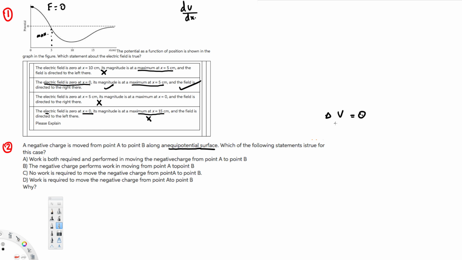There's no difference. If this one is 0, we know that W is equal to Q delta V, so work is 0. So there's no work required. Here they are saying work is both required and performed. This is not true. The negative charge performs work in moving from A to B: not true. No work is required to move the negative charge from point A to point B. This one seems right. Let's look at the other one. Work is required to move the negative charge: this is also not true. So the answer for this one is C.